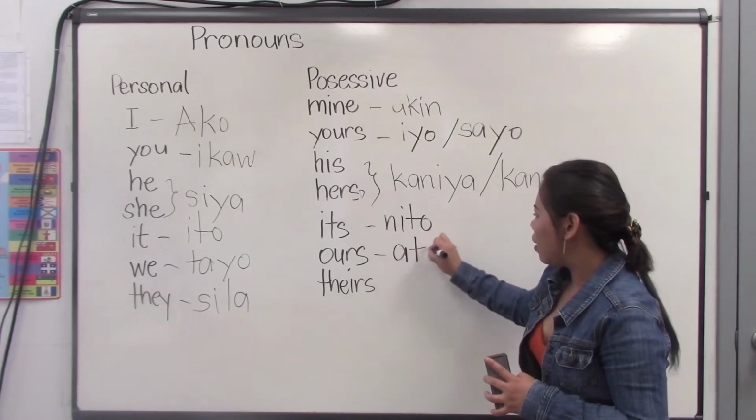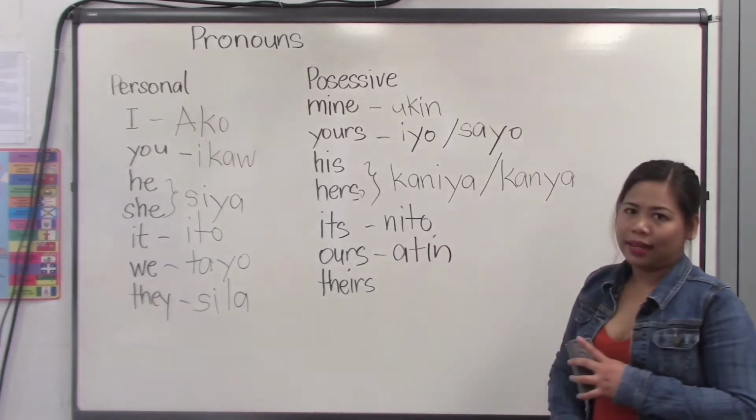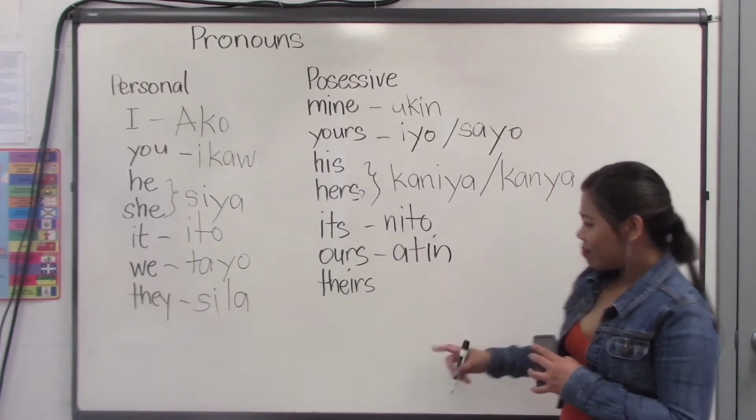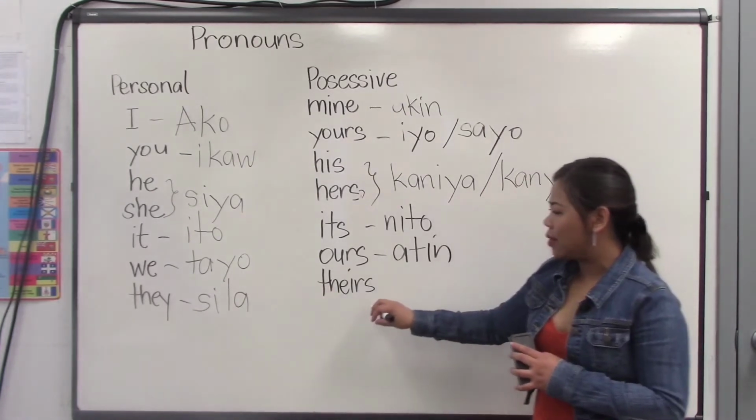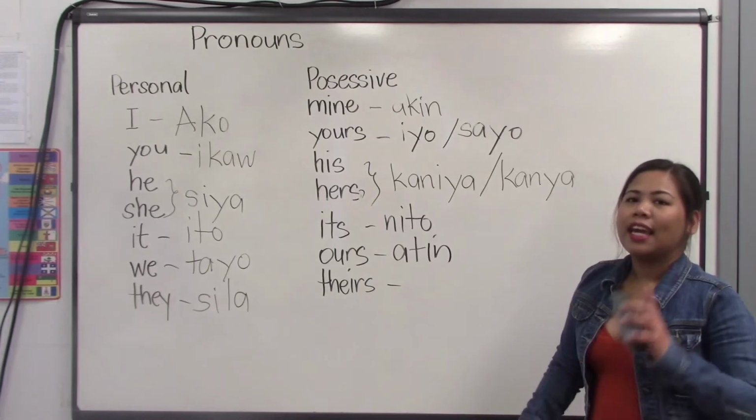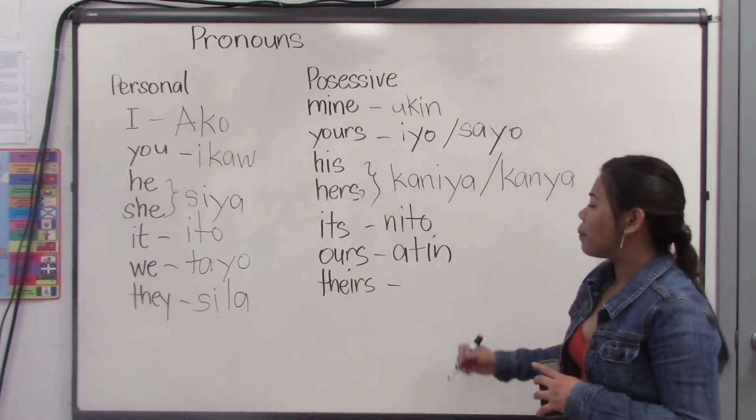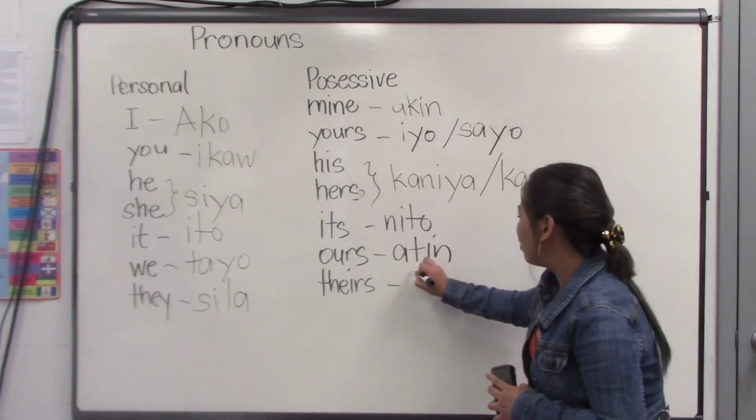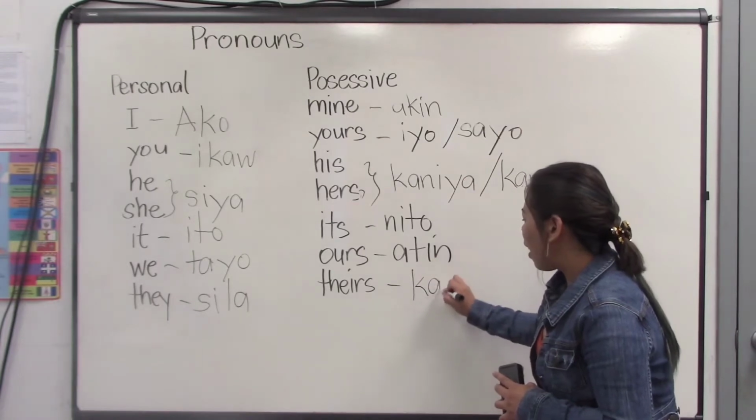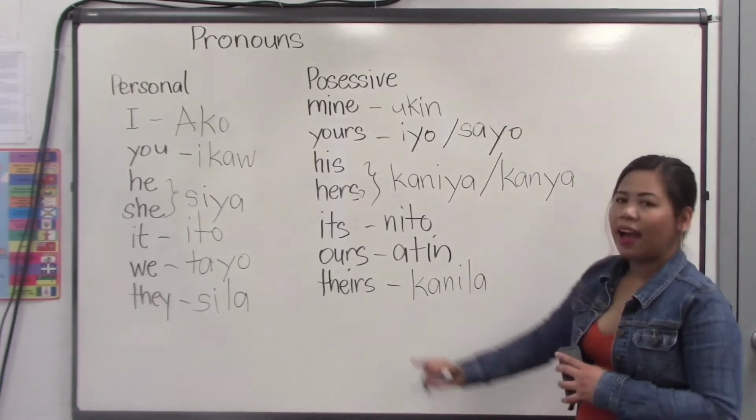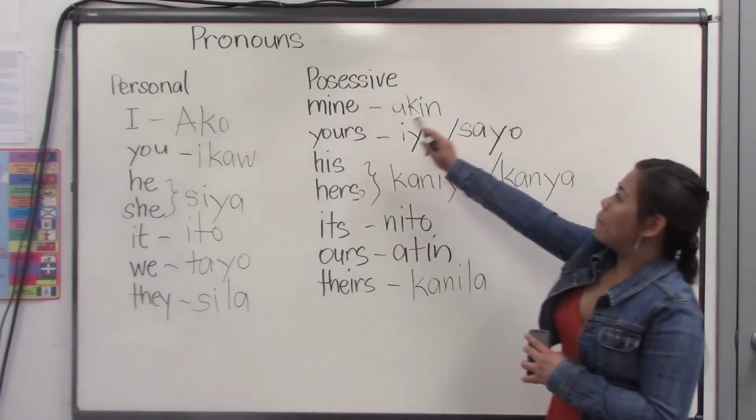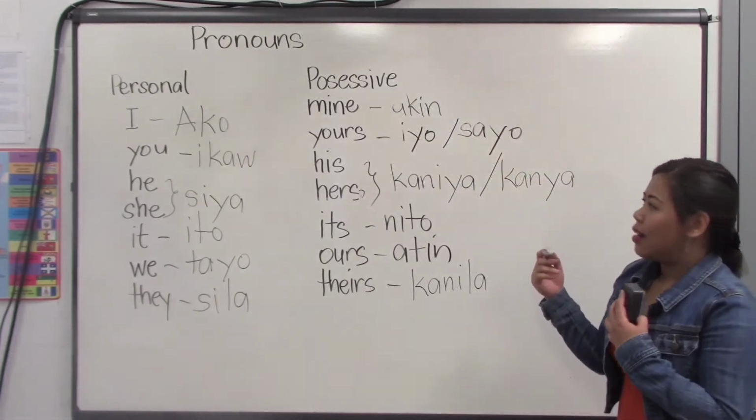A, tin. Okay? The last one. Theirs. So they is sila. Theirs, it almost sounds the same, would become kanila. Ka, ni, la. Kanila.